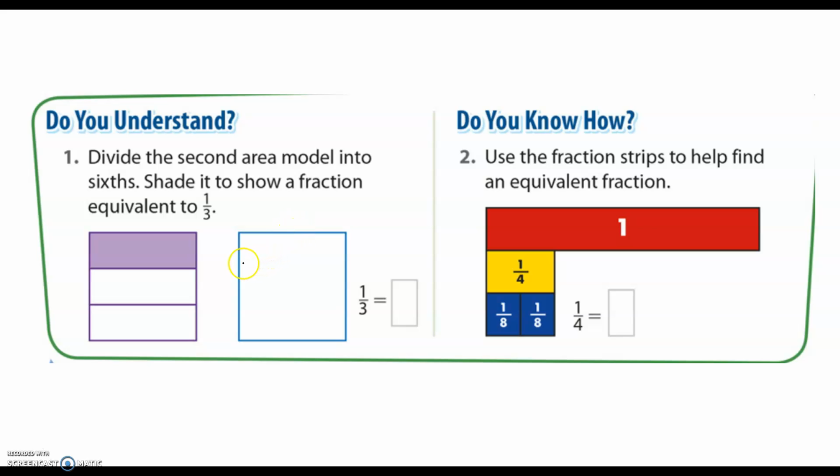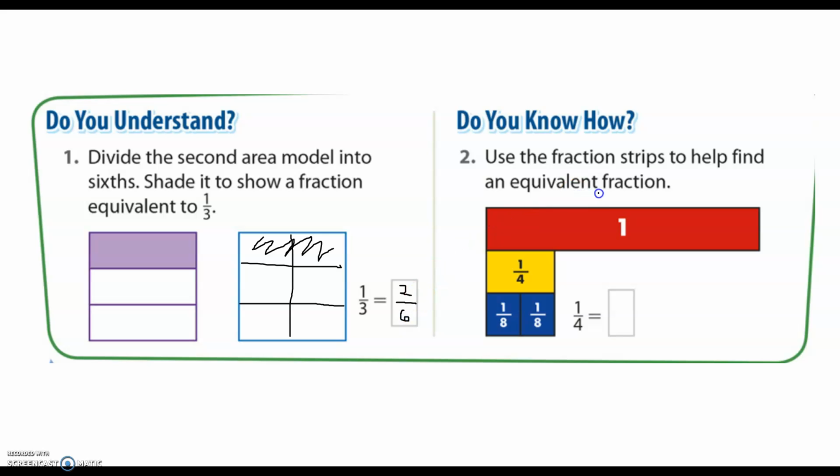So to make 6, we have 1, 2, 3, and if we cut it in half again, we'll have 1, 2, 3, 4, 5, 6. I see this top part is colored in, so all I'm going to do is color in this section right here. So here I have 1/3, 1 out of 1, 2, 3 pieces. Here I have 2 pieces colored out of 1, 2, 3, 4, 5, 6. So 1/3 is equal to 2/6.